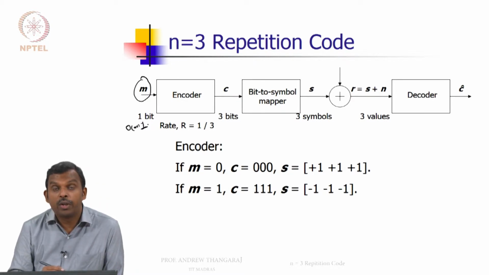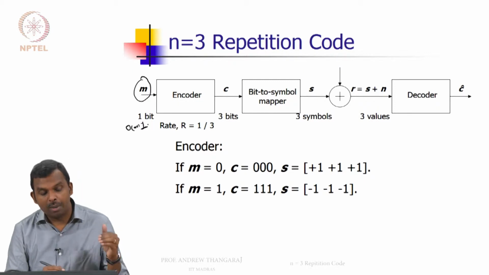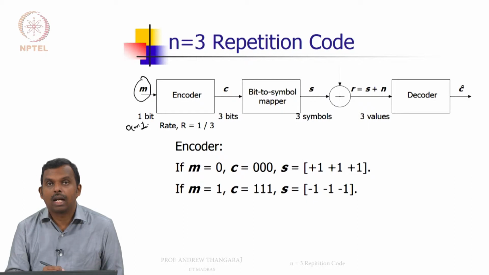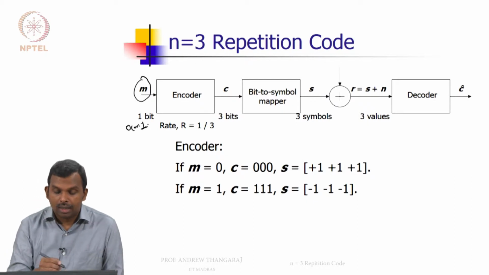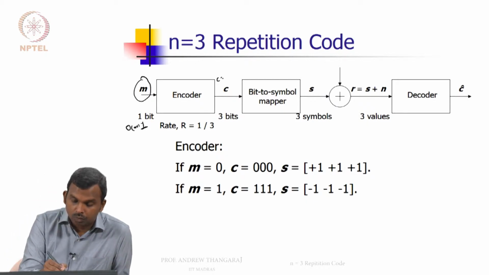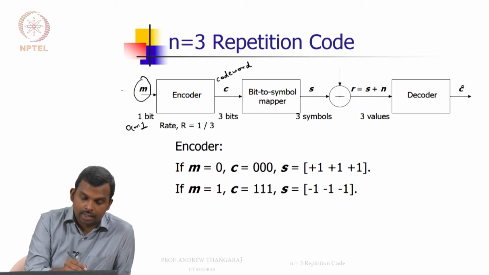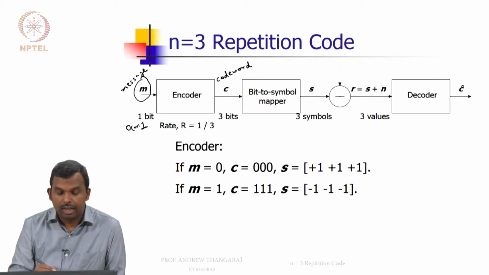My encoder is going to be a rate 1/3 encoder. So for every 1 bit that comes into the encoder, I am going to put out 3 bits of the code word. This is the code word. This, like I said, is the message, and the code word is 3 bits long.